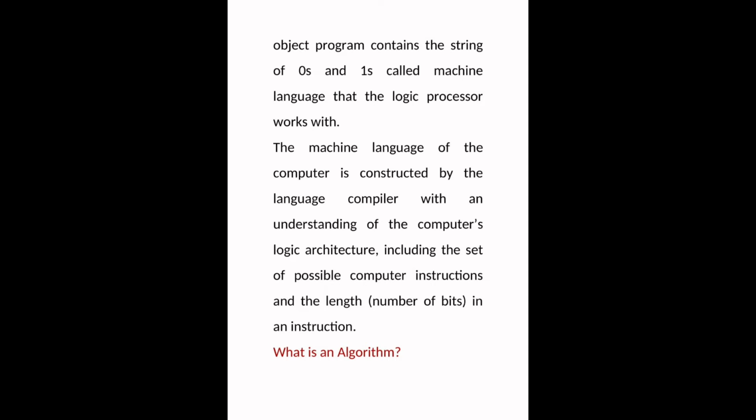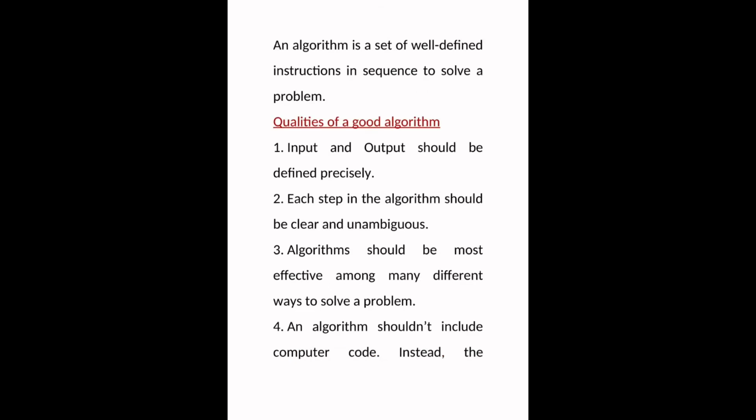Machine language is built on the computer's hardware or logic architecture, including the set of possible computer instructions and their length. Length means the number of bits in an instruction. The instructions are stored as zeros and ones. That is called machine language, low level language, or binary language, which is understood only by the machine, not by humans.